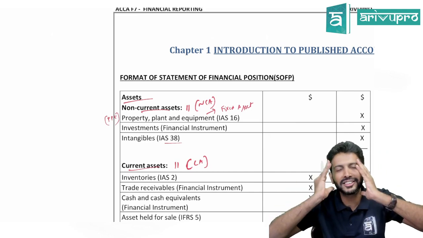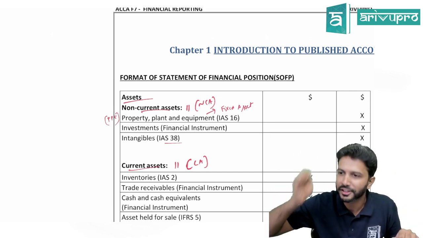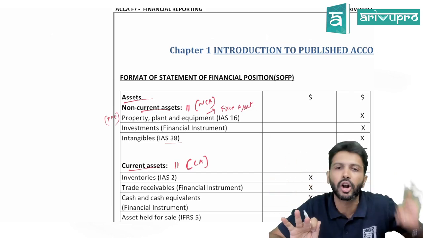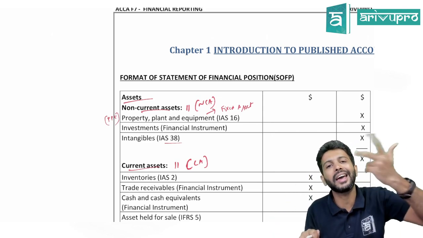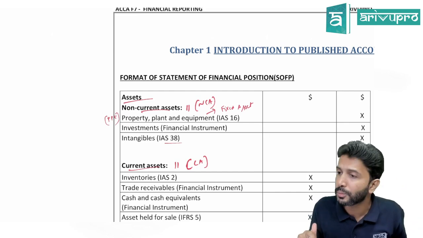I know that things have got registered in your mind. Cash means current assets. Debtor means current assets. Inventory means current assets. Need not be, as she said. It can vary based on the circumstance. And can you know that circumstance now?